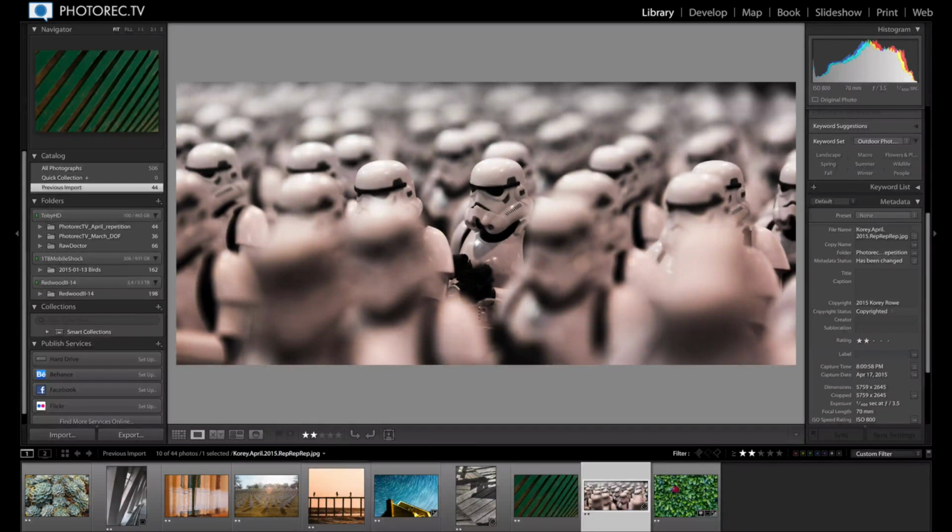Now we've got stormtroopers from Corey. It's a lot of stormtroopers. This is very appropriate that we have this image today. Do you know why? Because it's Star Wars Day. Why is it Star Wars Day, Christina? Because it's May 4th. And what does that have to do with anything? Because people say, "May the 4th be with you."